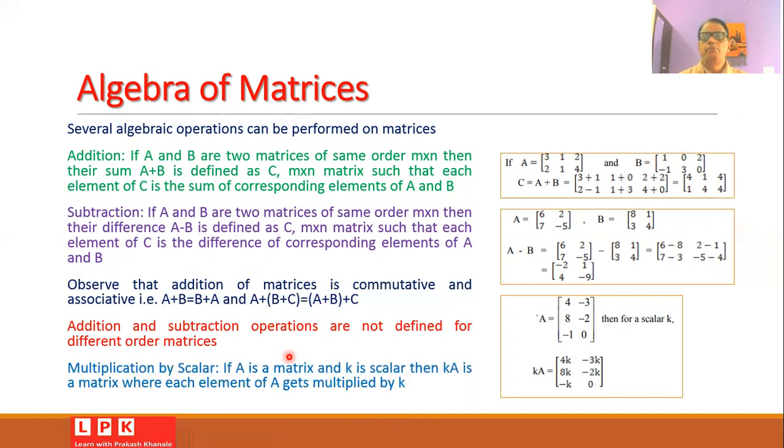It is possible that we can multiply a matrix by a scalar. Suppose we have been given a matrix A and suppose there is some scalar or a number K, then we can obtain K into A. It is a matrix where each element of A gets multiplied by K. For example, if A is equal to 4, minus 3, 8, minus 2, minus 1, 0, and if we multiply this matrix by K, then we will get the resultant matrix KA, which is equal to 4 into K, minus 3 into K, 8 into K, minus 2 into K, minus K and 0.